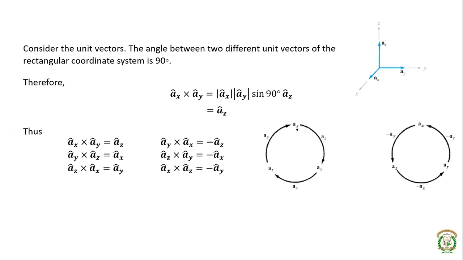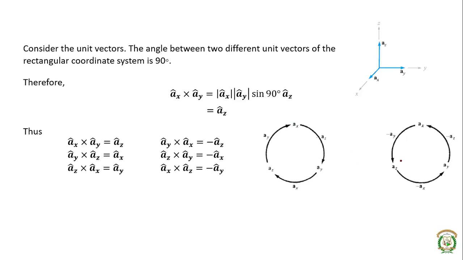If you take ax cross ay, the answer will be az. If you take ay cross az, the answer will be ax. If you take az cross ax, the answer will be ay. But if you take the order in the reverse way, the products will be negative. That is, the direction will be opposite. So you can remember this in a cyclic order like this.